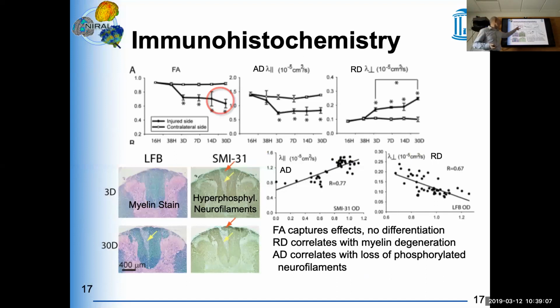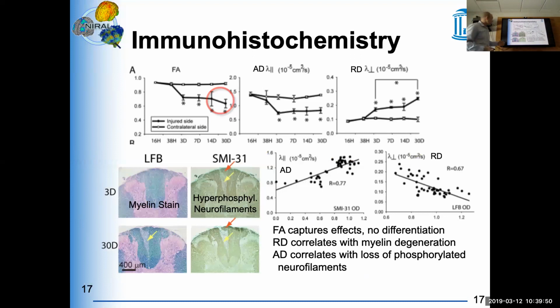Now, why is this a two-step process? If we look at the correlation with measures from the myelin stain and the neurofilament stain, you can see that on the neurofilament stain it goes down, but then straightens out. Nothing more happens. Whereas on the RD, you see this two-step process where it first gets worse, so it gets higher diffusion, and then there's a second step. Why is that the case? Because RD correlates much more with what's happening with the myelin.